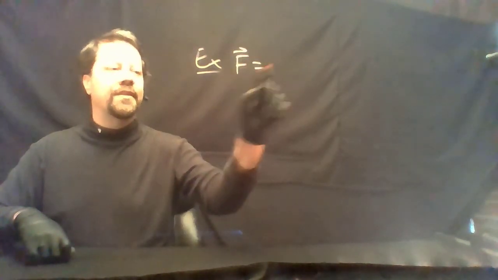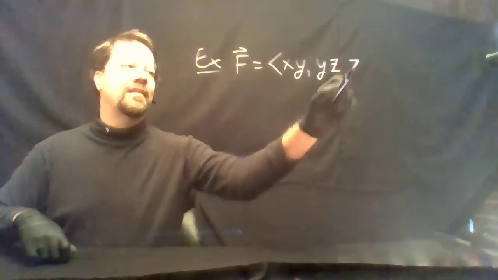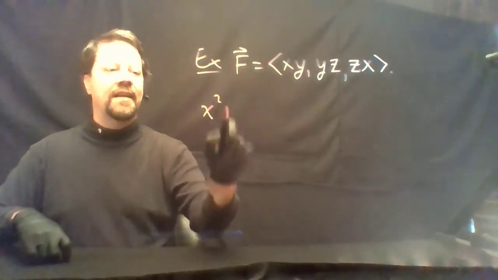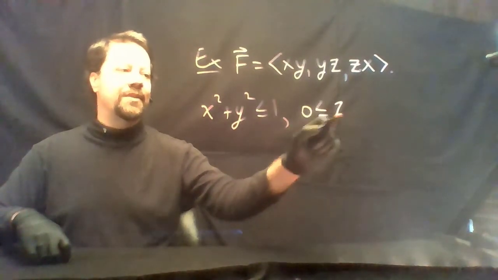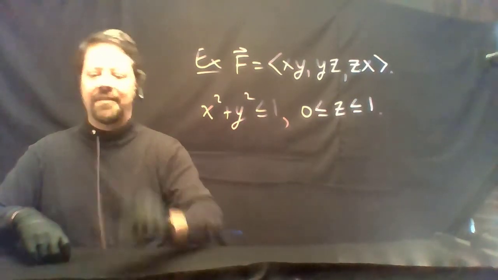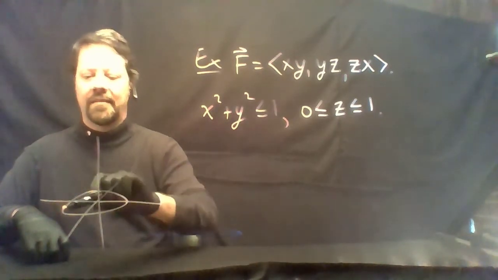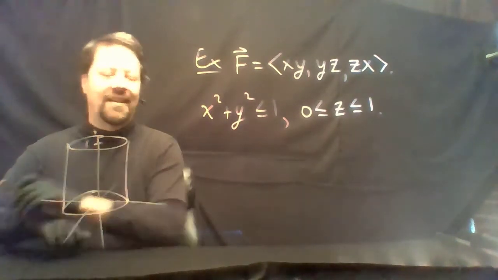In the next example, we are also going to verify the divergence theorem. The vector field will be xy, yz, zx. And the region will be x squared plus y squared is less than or equal to 1, 0 is less than or equal to z, is less than or equal to 1. Here we have a solid cylinder with z going between 0 and 1.